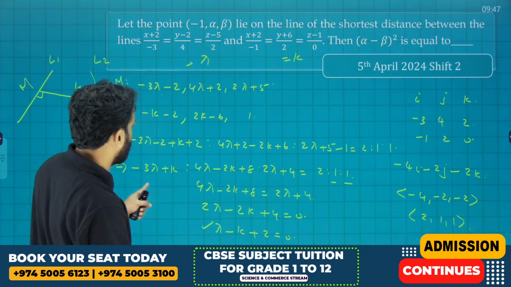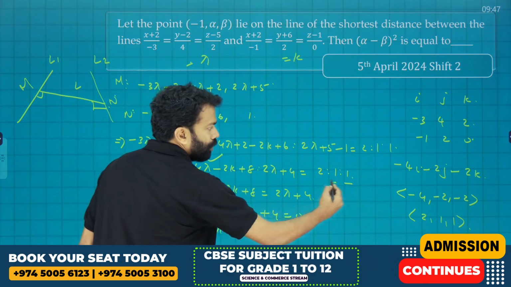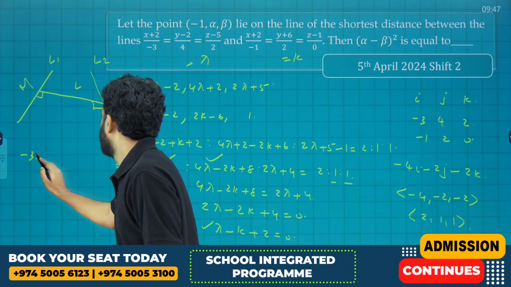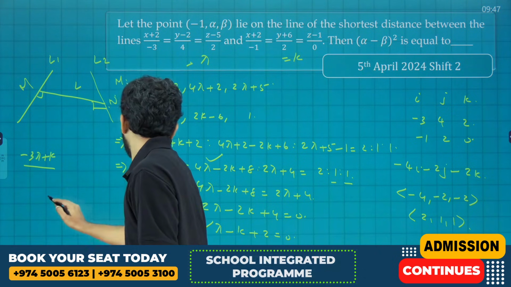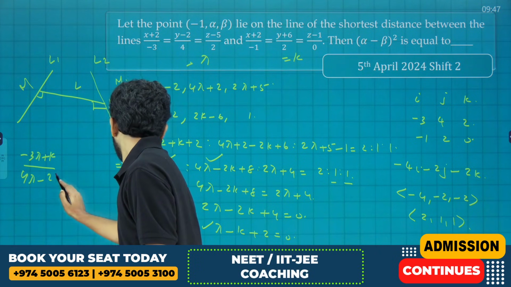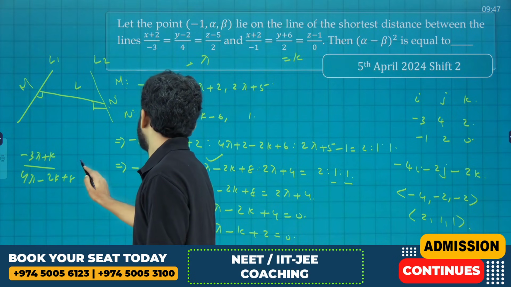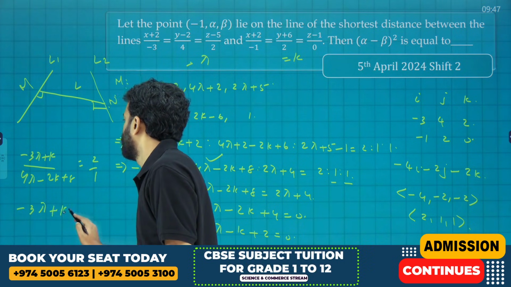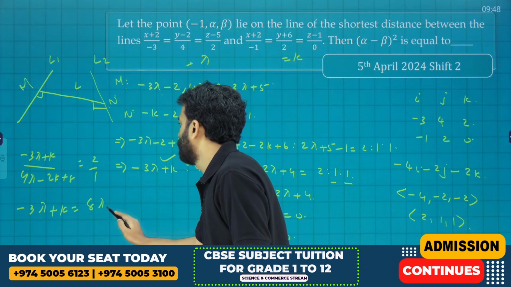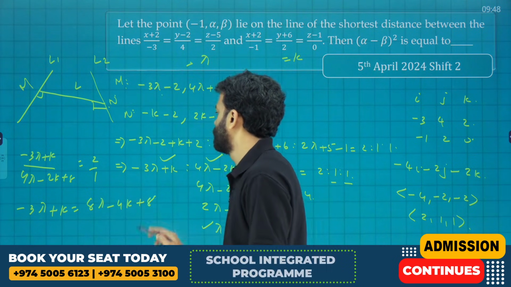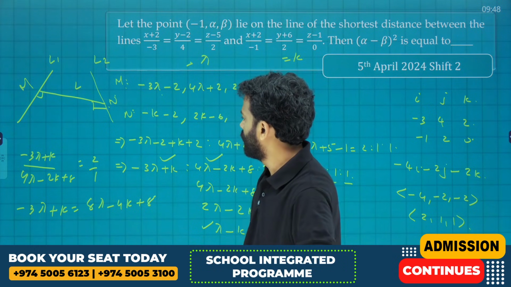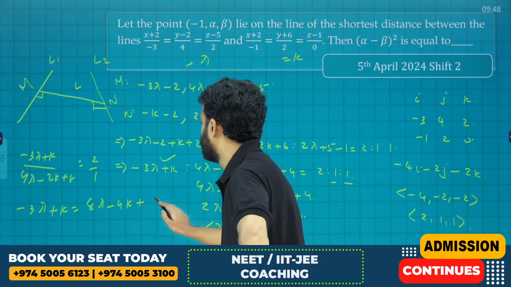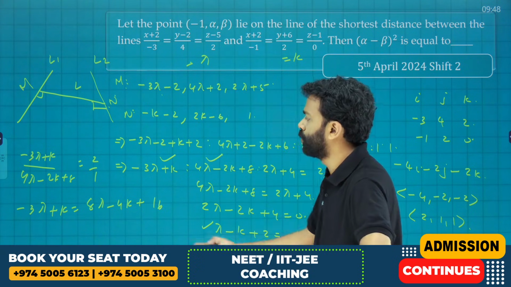We need to formulate one more equation here. The ratio of this and this will be equal to 2 is to 1. Therefore, I am writing it here. That is minus 3 lambda plus k divided by 4 lambda minus 2k plus 8, which is equal to 2 by 1. Cross multiply, you will get minus 3 lambda plus k is equal to 8 lambda minus 4k plus 16.